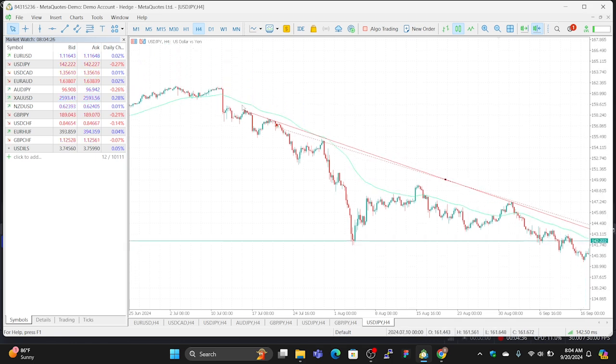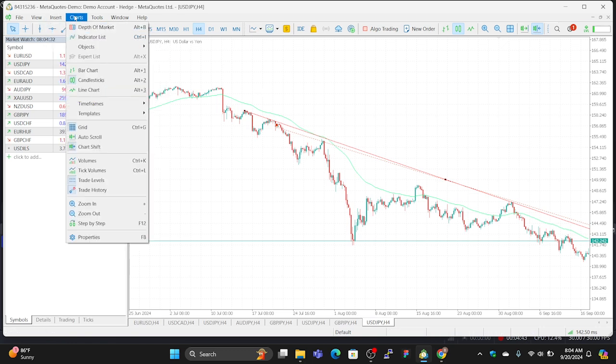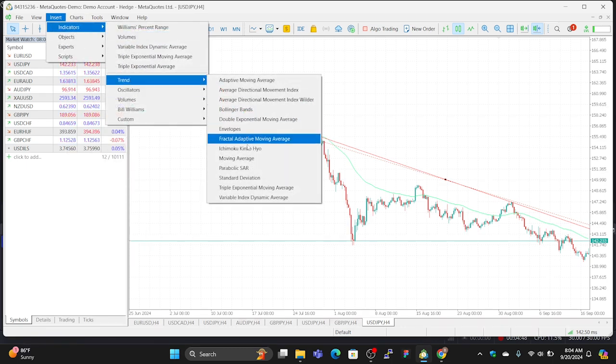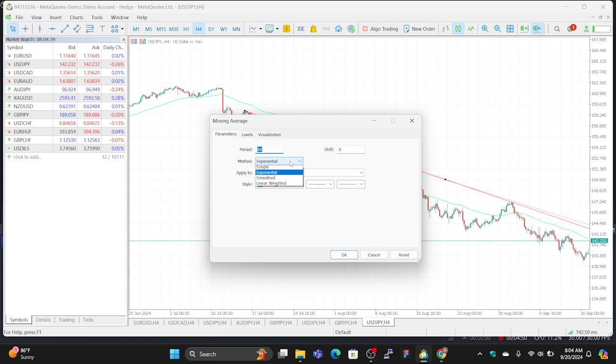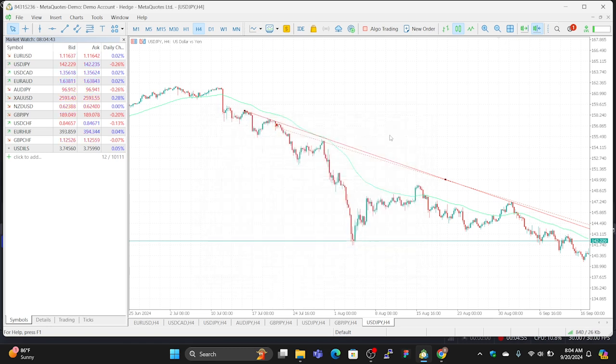So you can see there is no difficulty. Let me also add a 60 simple moving average here so that we can see the difference. I need to make it simple and I give it a color of blue. As you can see, this one is the exponential. It gives more priority to the new prices than this one, which gives priority to the old prices.